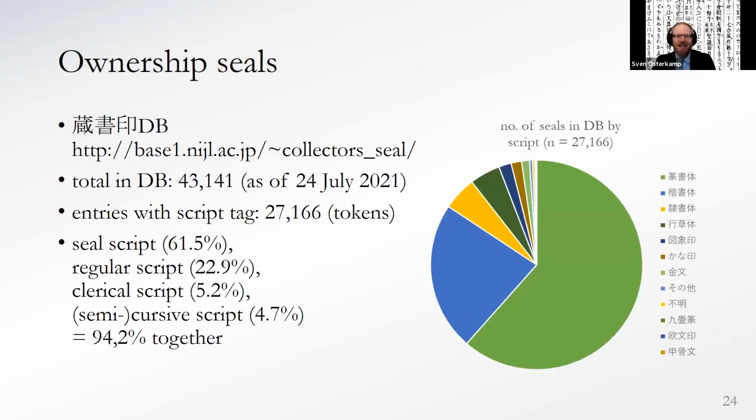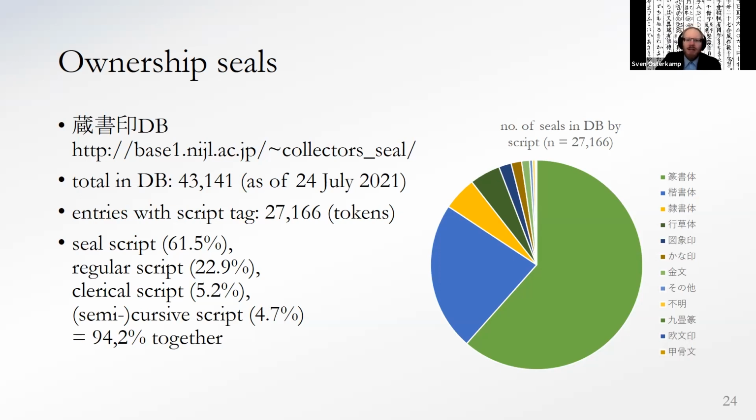So in the last section of today's talk, I'd like to have a brief look at another area in which script choice is closely tied to a person's identity, namely personal seals. First, some numbers based on the wonderful ownership seal database you can find online at the address indicated on the slide. Back when I checked these numbers, about 27,000 of the entries in the database came with an indication of the script used on the respective seal.